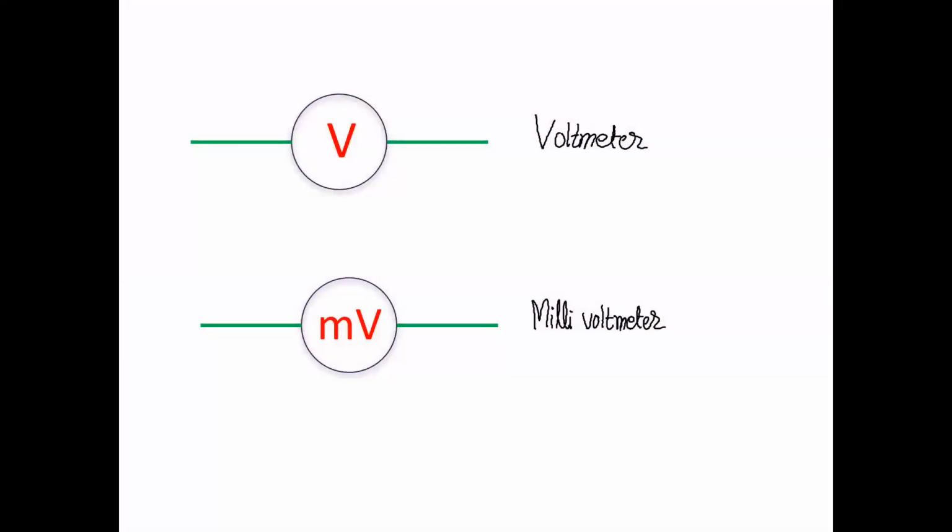Now, give a new heading, voltmeter. Right under it, write that it is used to measure PD across a load. Voltmeter means it is going to measure voltage. There are two options, voltmeter and millivoltmeter. You have to copy this.